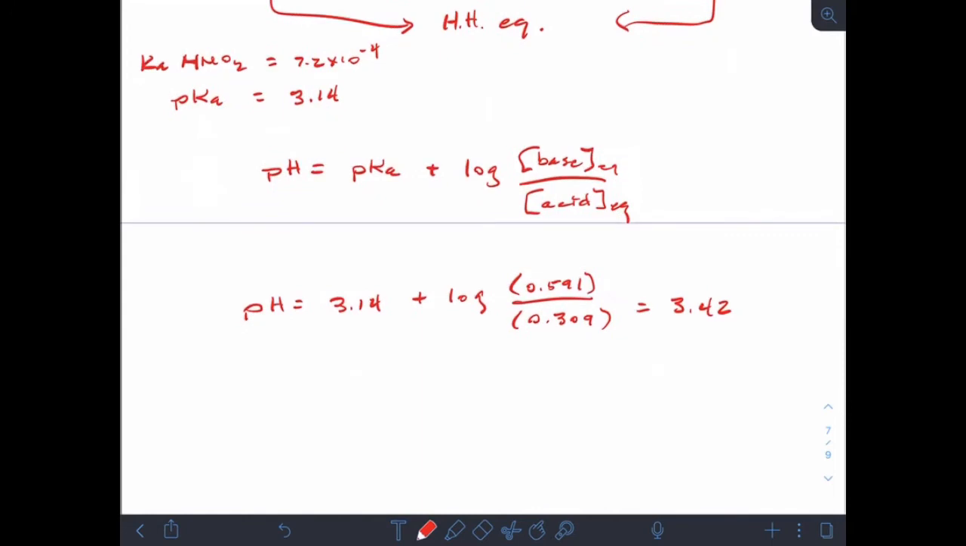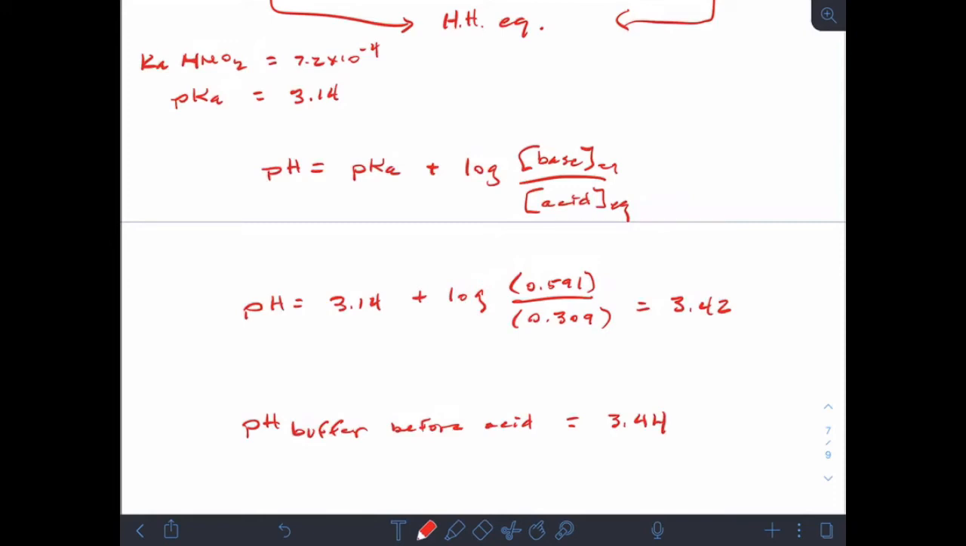Now the pH of the buffer itself, before we added acid, was 3.44. So we see in this case a delta pH of 0.02. Adding acid to a buffer causes a much smaller pH change than adding acid to just pure water. And this is the purpose of a buffer, to resist pH change.